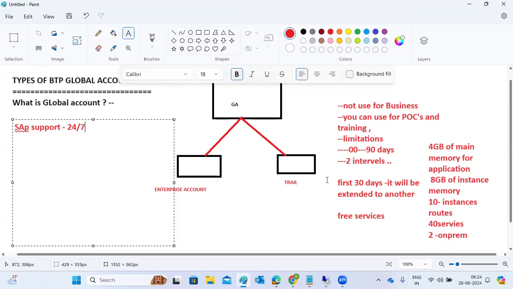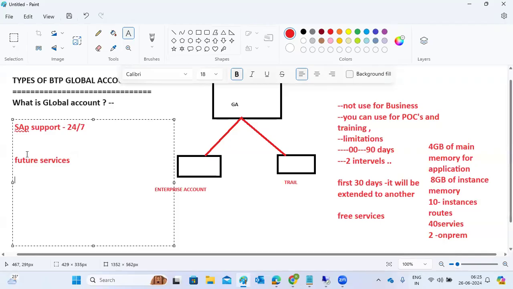There are no limitations. According to your contract, we can use all the current services, and in the future services also. Not only current, you can also use the future services. In the trial account, you cannot use the future services; you can only use the current existing services which are available. Here you can use the future services, paid or free also.